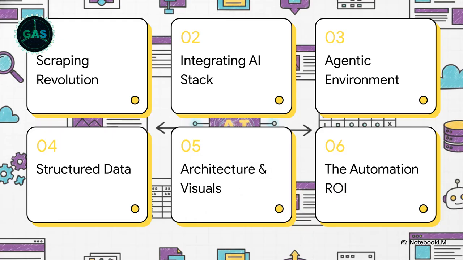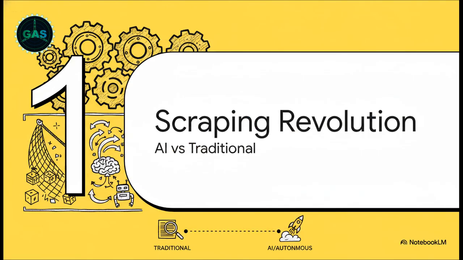Here's our playbook for today. We're moving from the scraping revolution and integrating your AI stack straight through to building agentic environments, looking at some real-world use cases, and finally diving into the automation ROI. Let's kick things off with Section 1, the web scraping revolution.